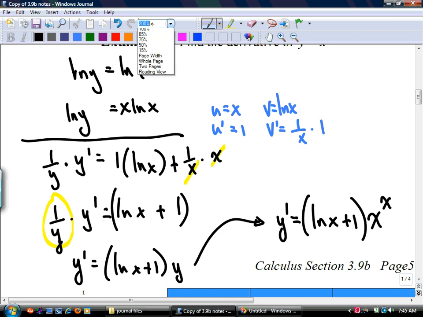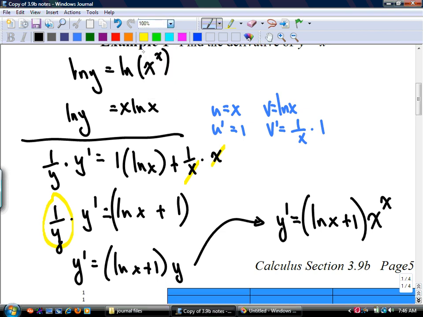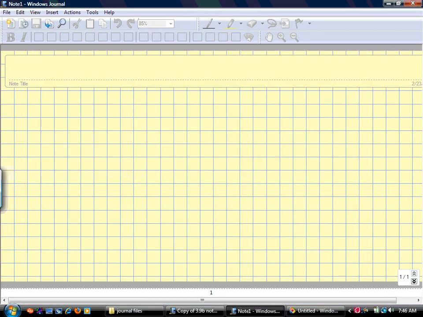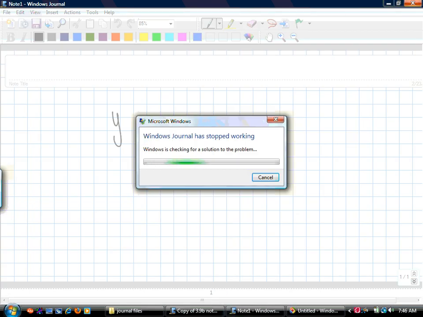I should zoom out so I can make that highlighting reference. Okay? So, when you have variables in the base and in the exponent, you need to use logarithmic differentiation. You have no choice. None. If you attempt to do this, I'm going to laugh at you and just put 0 on your page. y equals x to the x.